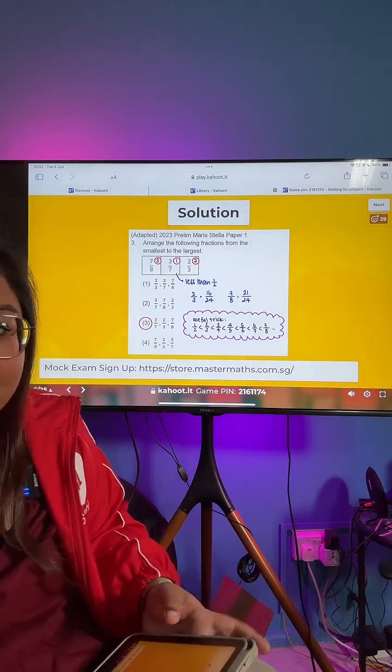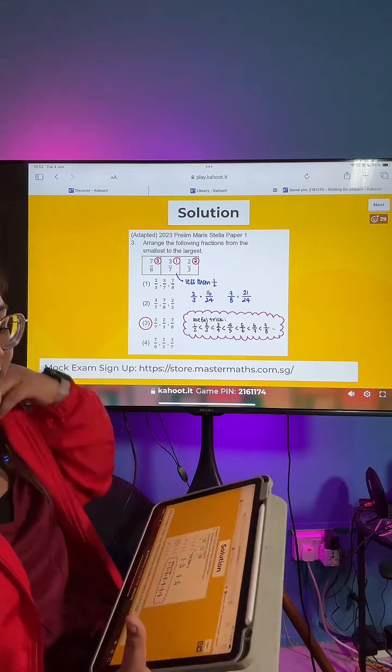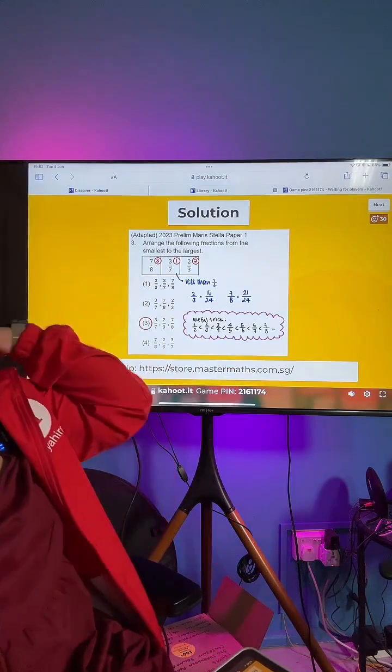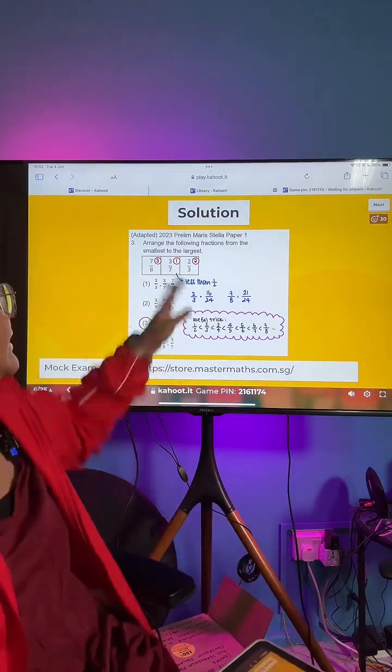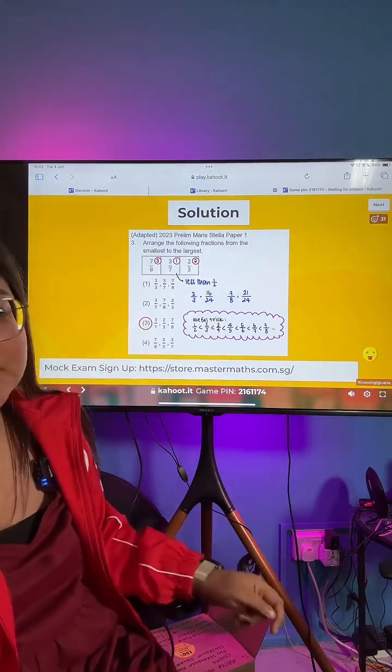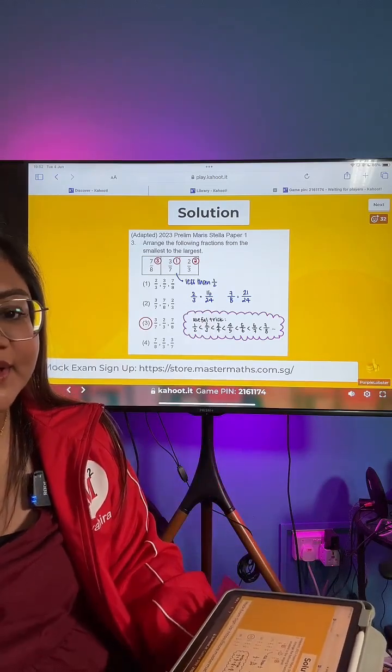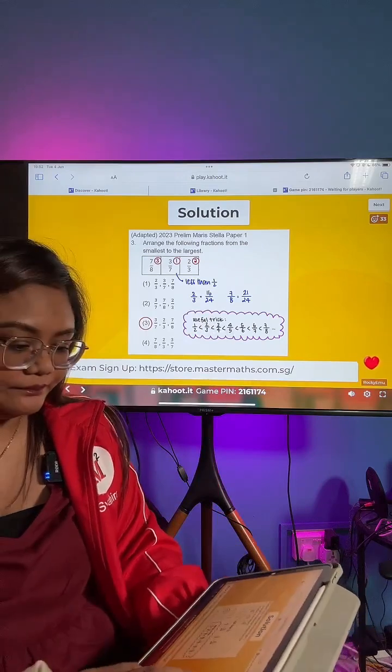If we use eye power, how do we know 3 over 7 is smaller? Because 3 over 7 is less than half, my dear. 3 over 7 is less than half. This 2 is way more than half, so confirm bigger. Got it? Alright, let's move on.